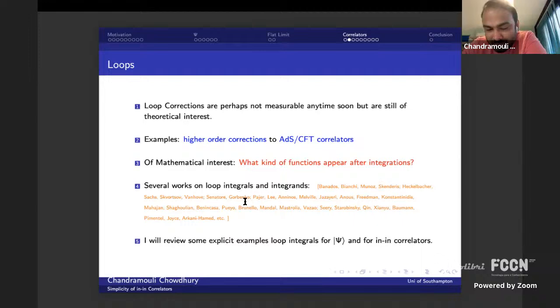There are several works on loop integrals and integrands. I might have missed some authors, but it's a relatively large community. And in the next few slides, I'll give an example for some loop integrals of the wave function coefficient and of the NN correlator, or if you like, loop integrals in AdS versus dS.